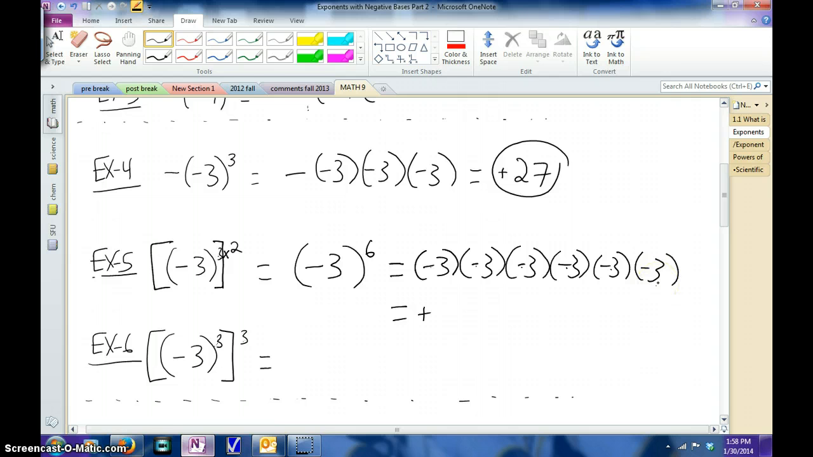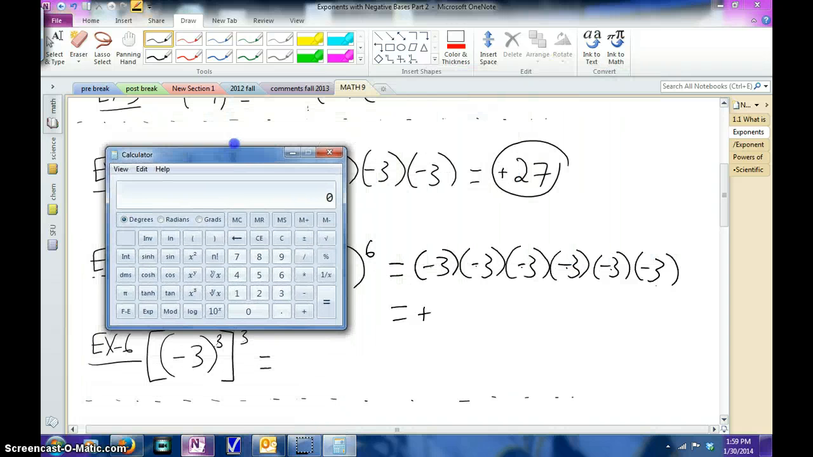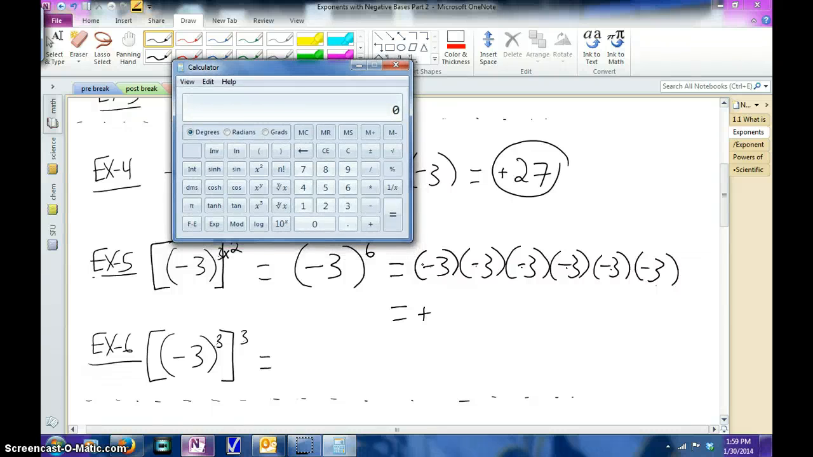Well, guess what? You're allowed to use calculators from the beginning. Let's show how we would do this on a calculator. And you're probably thinking, oh, this is easy. You just go 3 times 3 times 3 times 3 times 3, 6 times. No, you don't. There's a shortcut to using a calculator, using exponents. Punch in 3.